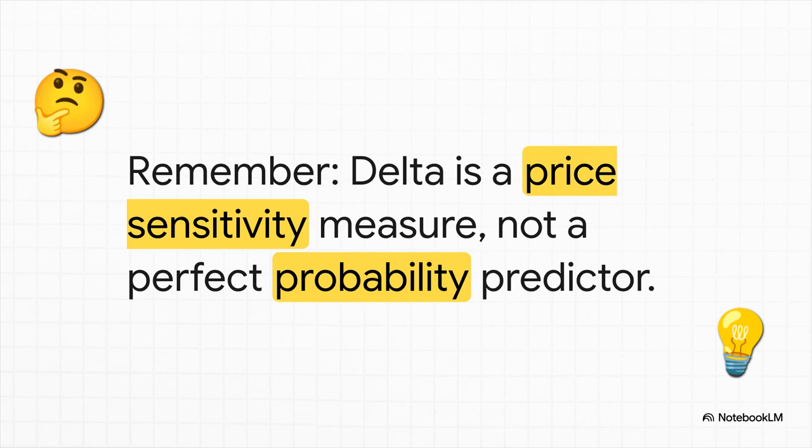But, and this is a big but, while that little probability trick is useful, you can never forget delta's main job. Its primary purpose is to measure price sensitivity. It's your speedometer telling you how fast you're going right this second. It is absolutely not a crystal ball telling you where you're going to end up.